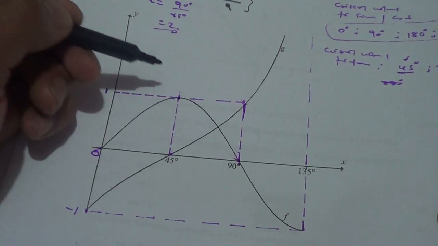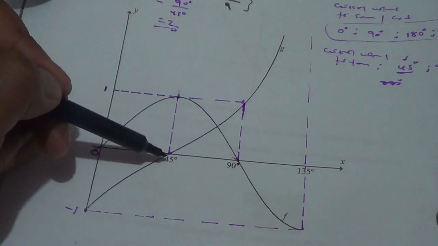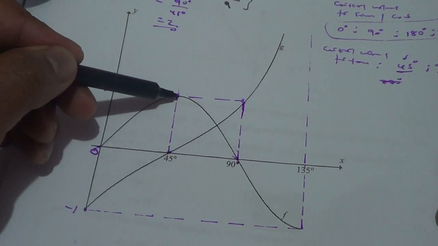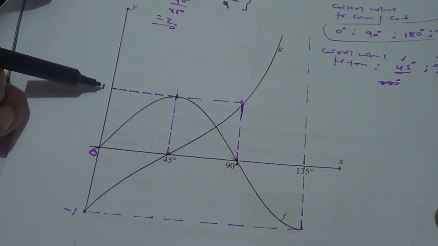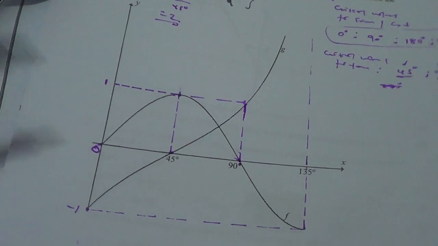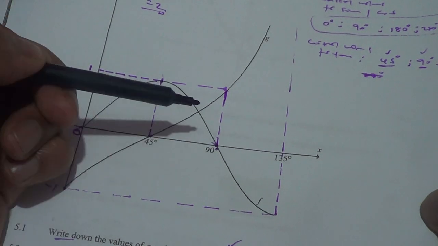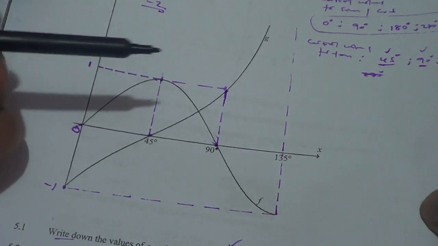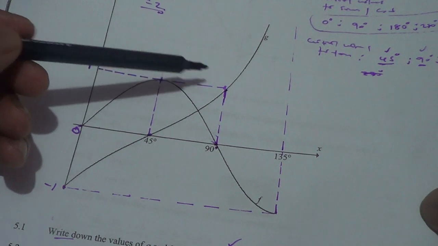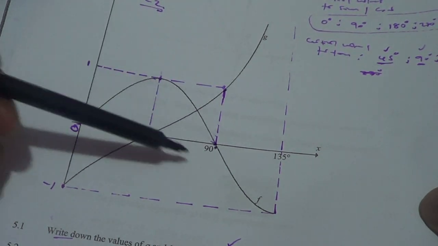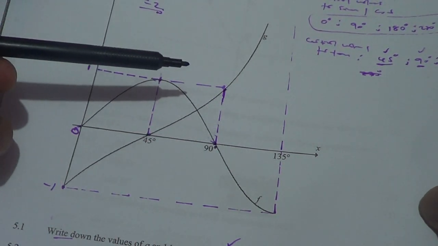We get 1 for f at 45, and this one is 0. So 0 plus 1 is definitely that. So it's going to be 45. And then look at 90 again. This one is 0, and then that one is 1. So we're getting 1. So that means when we're adding these two values here, we get 1. So that is those two areas.